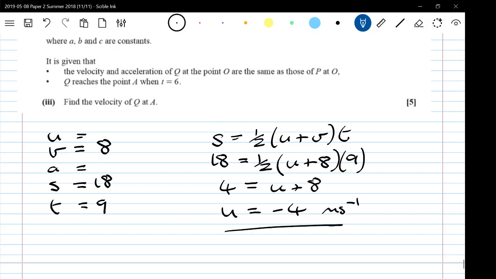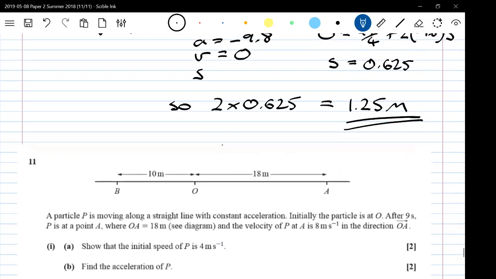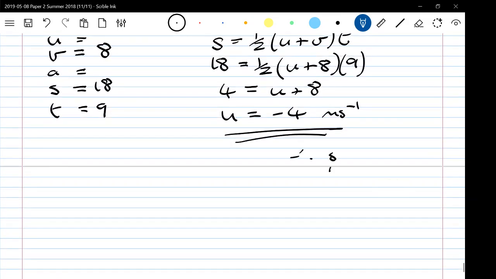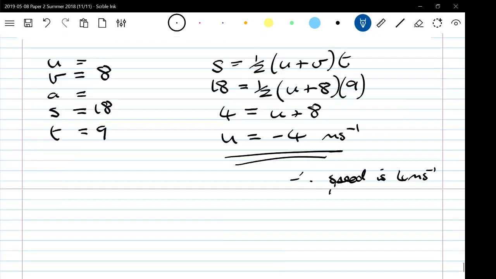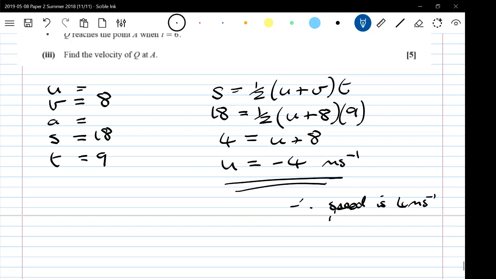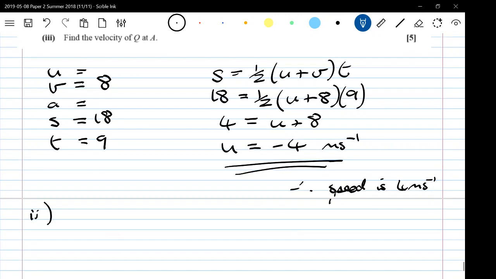There we go. Did it say speed or velocity? Oh, initial speed. So therefore, speed is 4 meters per second. Yes, because the velocity is minus 4, so the speed is 4. Find the acceleration during that time. So actually we're going back to the same bit. We're on part 1b, sorry.